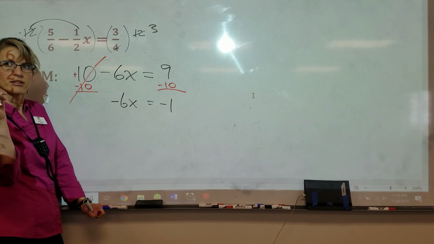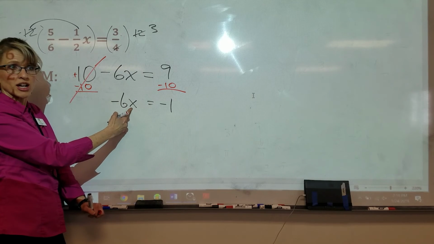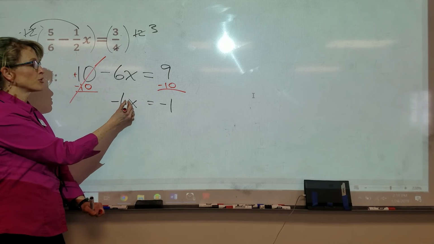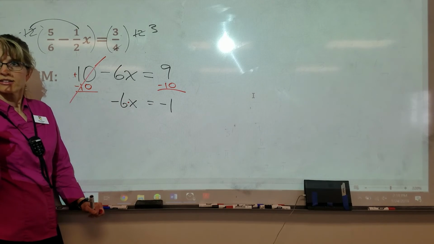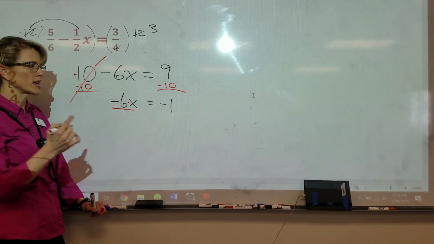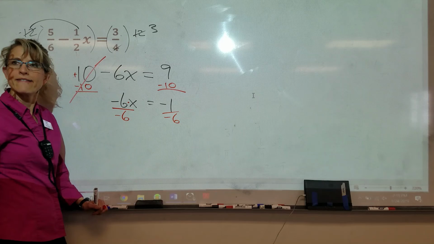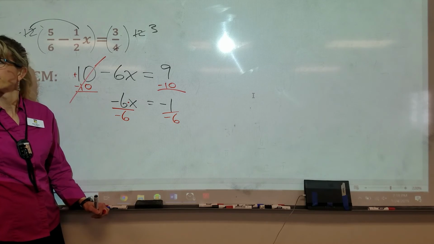Pause. What's 6 doing to the x right now? Is it timesing or subtracting or adding? Multiplying. It's multiplying. What's the opposite of multiply? Division. So I'm going to divide. That's how your decision making goes in your mind. You're going to divide by that number, both sides. Okay? Nod if you agree.